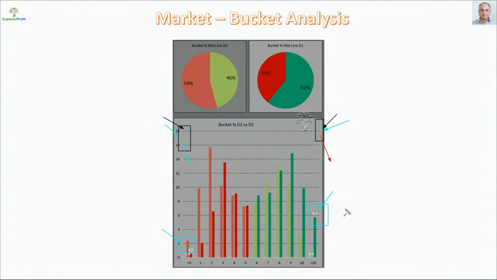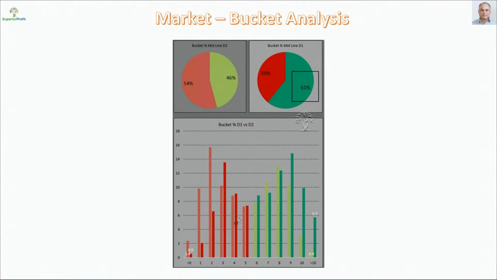Now, is the market bullish or bearish? We can also know that from here by looking at the percentage of stocks that are above the midpoint of the bucket analysis. And we can see here 61% is above the midpoint, so it is slightly more bullish than bearish.